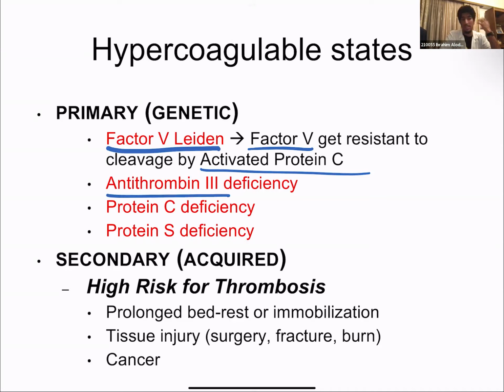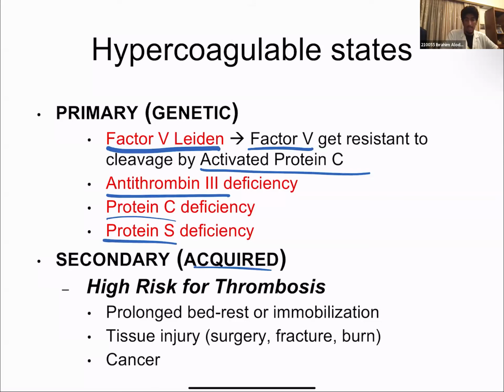If you have a deficiency in antithrombin 3, you're not going to be able to inactivate the clotting factors. You're going to be in a hypercoagulable state. If you have a protein C or a protein S deficiency, you're going to be in a hypercoagulable state. Okay, these are the genetic causes of hypercoagulable states.